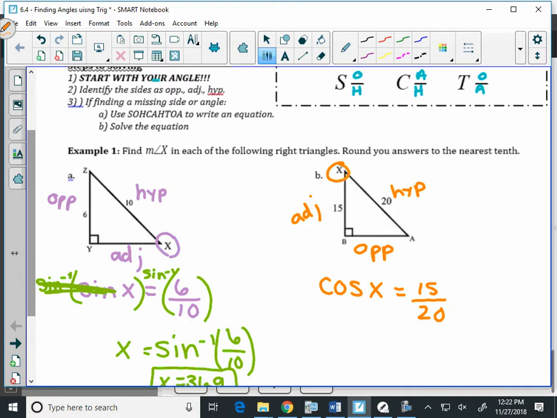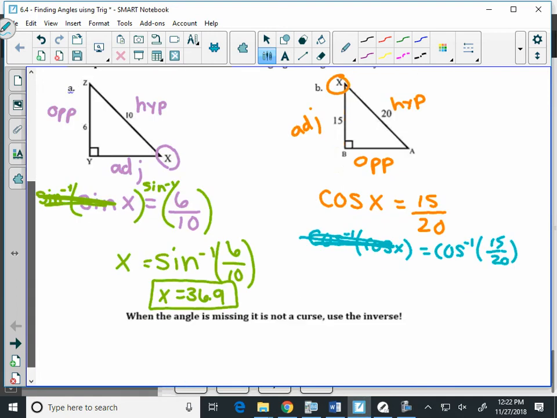Okay. Again, the angle's missing. It's not a curve, so we use the inverse. So again, we're dealing with cosine now. We're going to use the inverse of cosine. I'm going to take it on both sides. That way, that cancels. We're left with x is equal to this, and that's what you're plugging into your calculator.